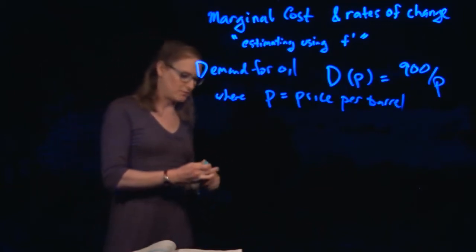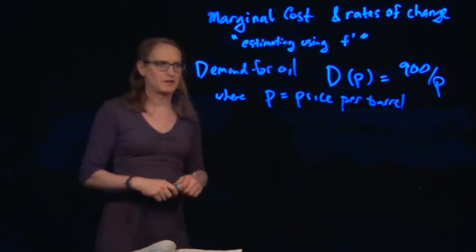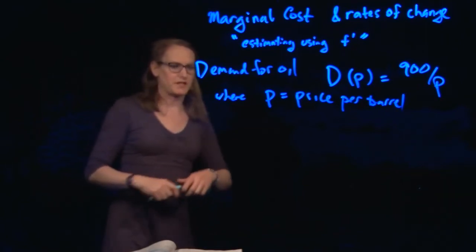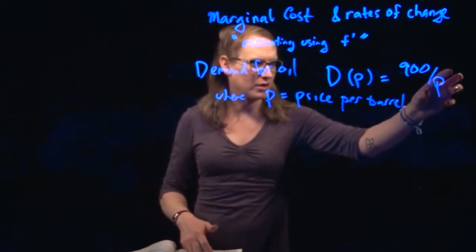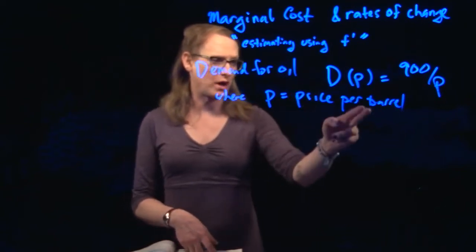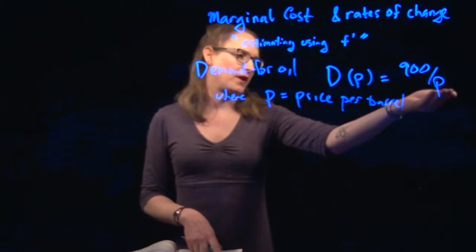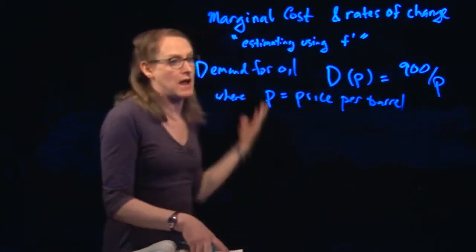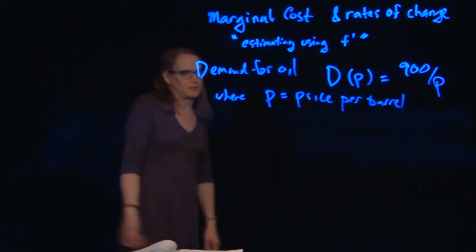So let's check and make sure that this makes sense. As the price per barrel goes down, we're going to make a smaller number right here, and then we're going to be dividing by it. So we're going to get a bigger number. So as price goes down, demand goes up. And if price gets bigger, then we're dividing by a bigger number, and demand is going to go down. Well, that seems pretty reasonable. People like things when they're cheaper.